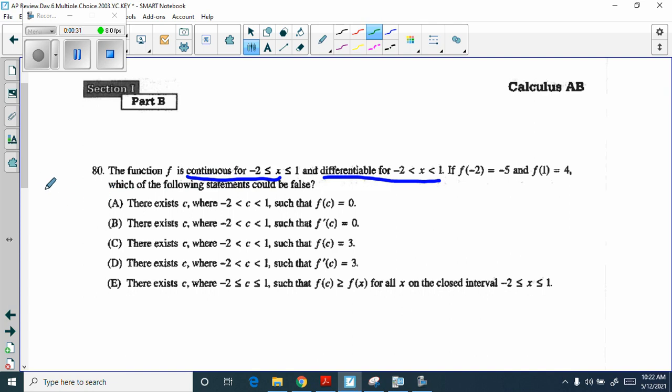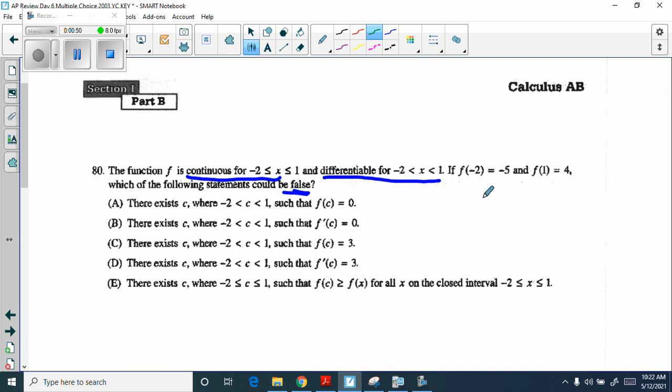on the open. So remember, we've got a few theorems like the intermediate value theorem and the mean value theorem that apply when these things happen. We're looking for the statement in which things could be false. So there exists some c between -2 and 1 such that c is equal to 0.